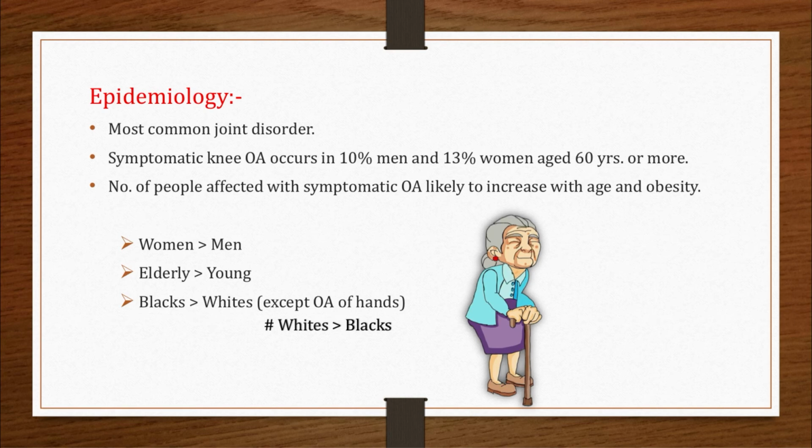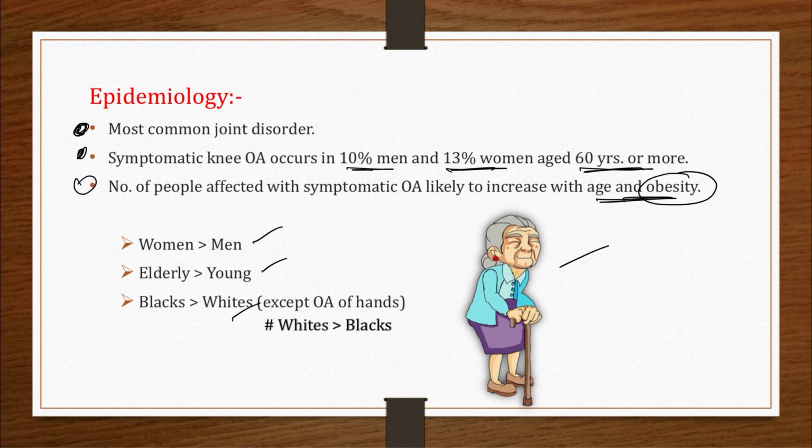Now let's talk about the epidemiology of osteoarthritis. As we already know, this is the most common joint disorder, especially in elderly and females. Symptomatic knee osteoarthritis occurs in 10% of men and 13% of women aged 60 years or more. The number of people affected with symptomatic osteoarthritis is likely to increase with age and obesity, right? As we know, obesity is the major risk factor for osteoarthritis. Also please take a note that osteoarthritis is more common in women than men, in elderly than young, and in blacks than whites, except osteoarthritis of the hands, which is more common in whites than blacks.